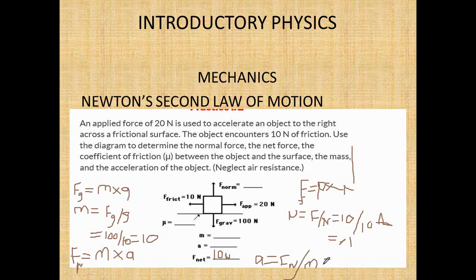So net force is 10, mass is 10. Just use your imagination. Net force is 10, the mass is 10, so the acceleration is 1 meter per second squared. Acceleration is 1 meter per second squared. So you're using your knowledge of Newton's second law to solve these problems.